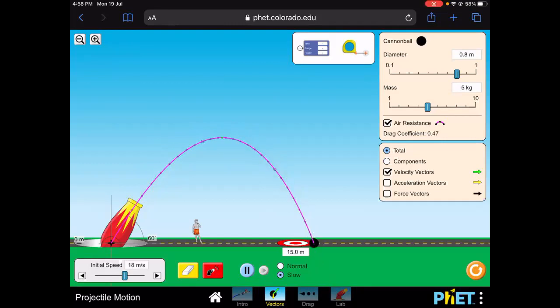Oh, sorry, it is showing total. Let's take it as components. Now see. Did you observe? Yes, sir. So what is happening?